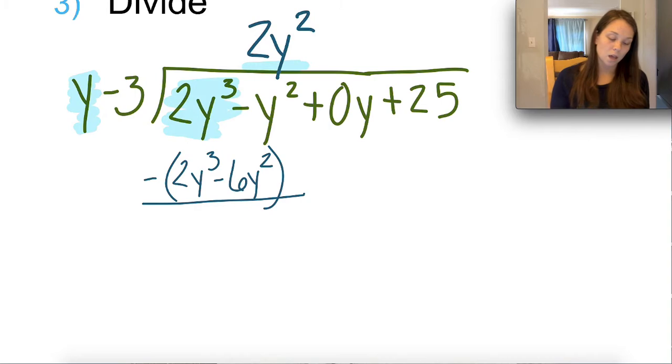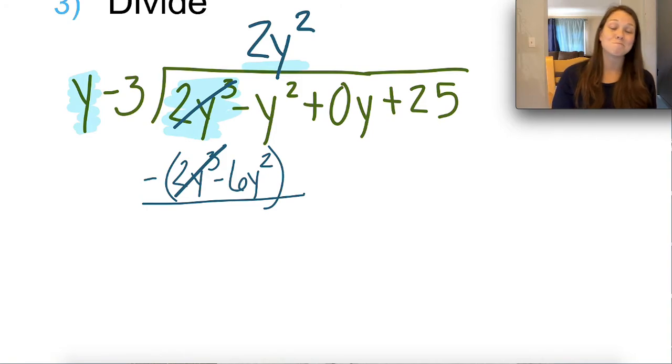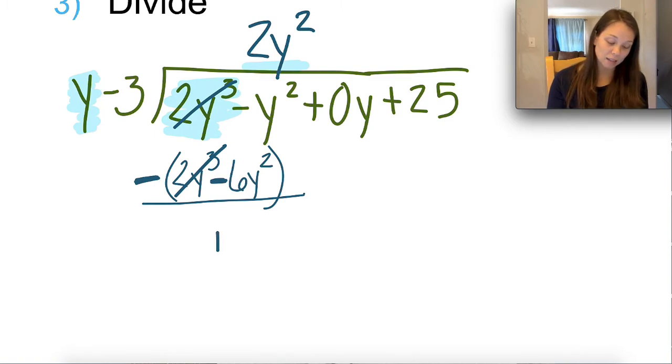The 2y cubes cancel out, it's just 0. Then I have negative y squared minus a negative 6y squared. There's that double negative there with that minus 6, which really means I'm adding a 6y squared. So negative y squared minus the negative 6y squared, that's going to give me a positive 5y squared. Then I'm going to carry down my next term.